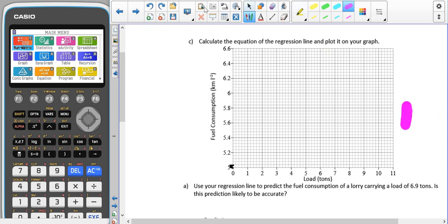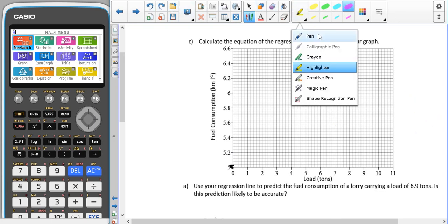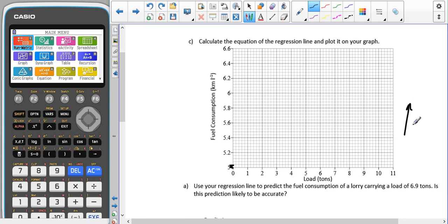Each square going up is worth 0.04. Each square going across is worth 0.2. So do be careful when plotting your points that this is being taken into account.